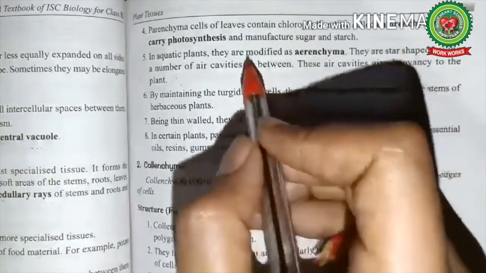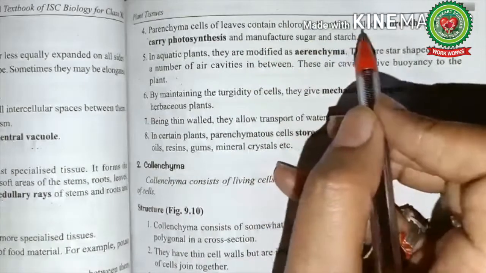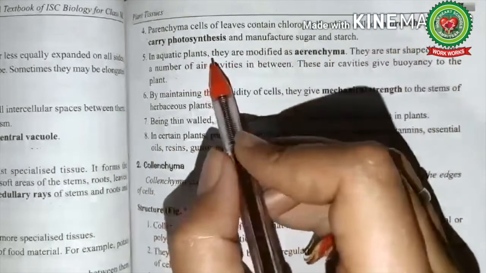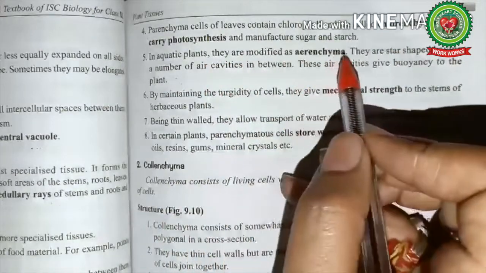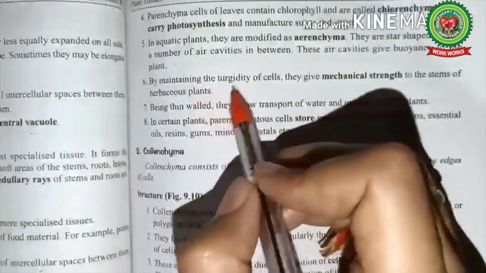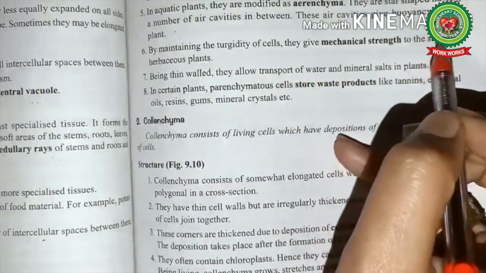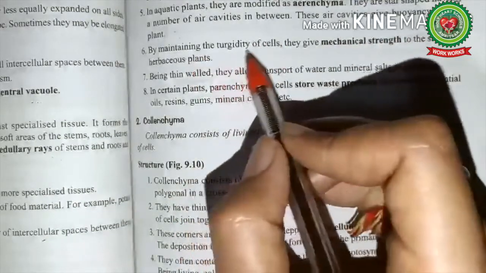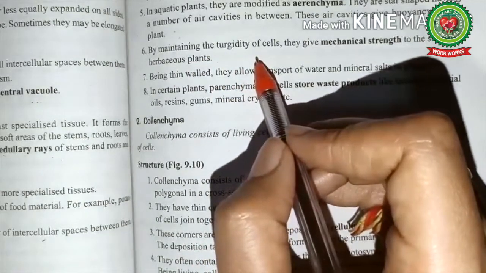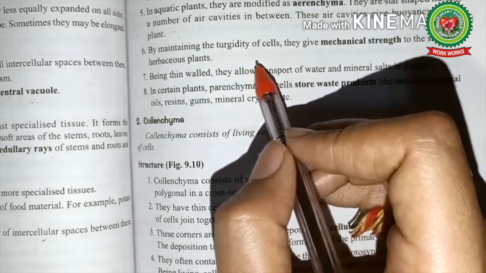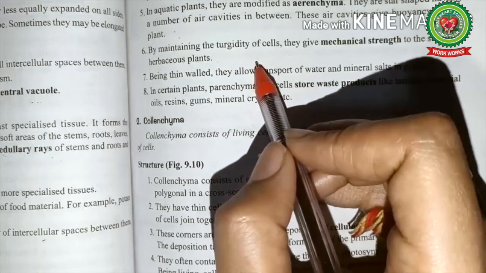Parenchyma cells of leaves contain chlorophyll and are called chlorenchyma. Their function is to undergo photosynthesis. In aquatic plants, they are modified to form aerenchyma. They provide buoyancy. By maintaining the turgidity of cells, they give mechanical strength to the stem of herbaceous plants. Actually, this parenchyma tissue provides 3 S's: support, strength and synthesis. Clear? 3 S's are support, strength and synthesis.